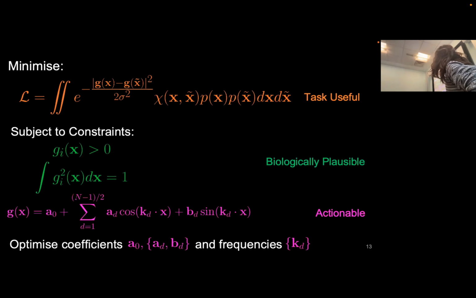Here's our problem: we have a parameterized version of the code that is actionable, and we're going to optimize a set of parameters that define the code, these coefficient vectors A0, AD, and BD, and the frequencies KD, in order to achieve the other objectives. Because any code that has a parameterization like this is actionable. Good? Okay.